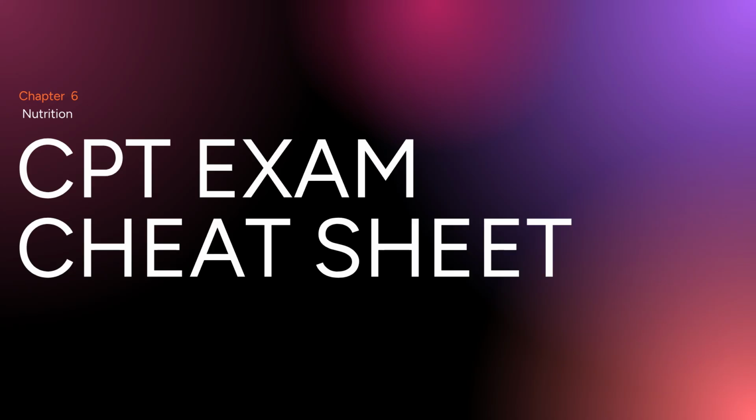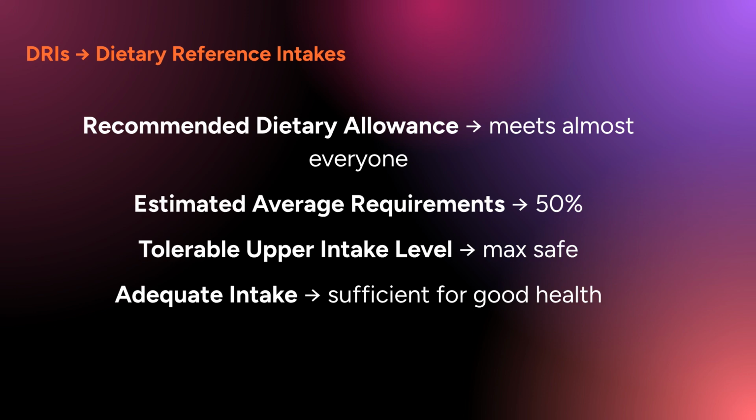Alright, moving into Chapter 6, Nutrition for Health and Fitness. This chapter has a lot of definitions, but there are a few key concepts you really want to lock in. First, DRIs, or Dietary Reference Intakes. This is just a group of different standards for nutrient intake.